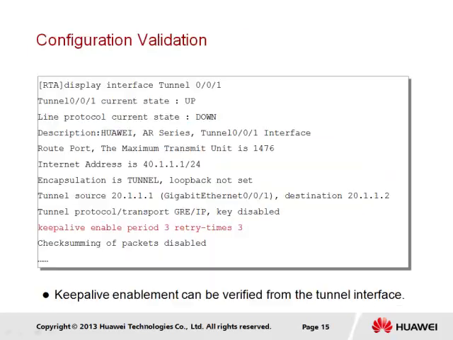If we again return to the display interface tunnel command output, we will now find that the keep alive function is enabled on the interface and that the period has been set to 3, whilst the number of retries remains as the default of 3 retries. We will also notice that the keep alive feature in this instance has only been configured on RTA. As such, we are able to validate the status of the tunnel connection, since keep alive status responses will be returned by RTB without requiring that the keep alive feature be enabled on the peer.